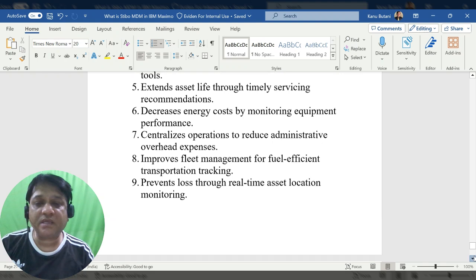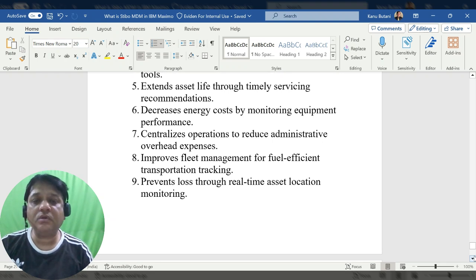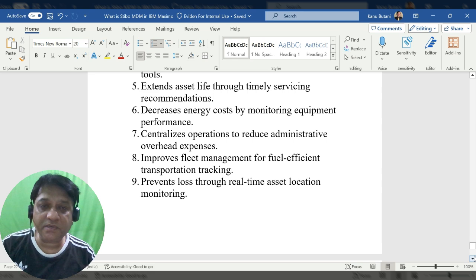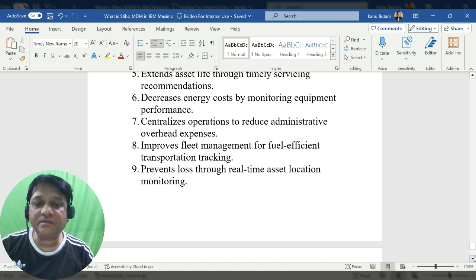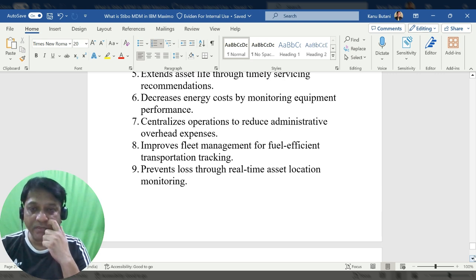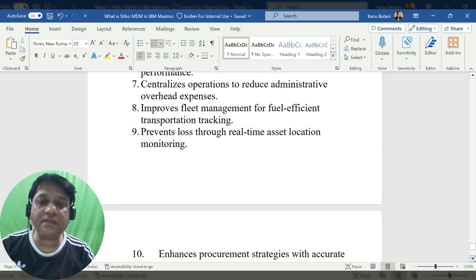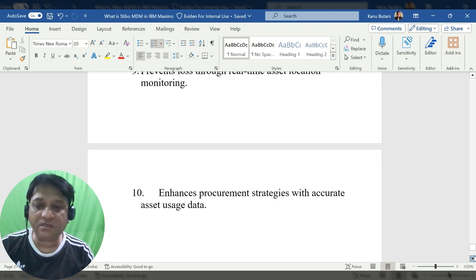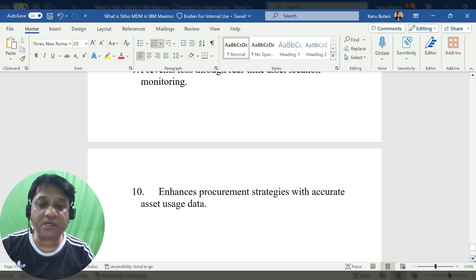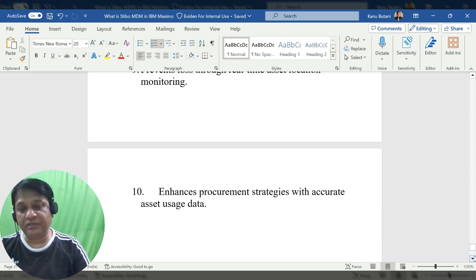It extends asset life cycle through timely servicing recommendations, decreases energy cost and centralizes operations, improves fleet management, and prevents loss through real time asset location monitoring, enhancing procurement strategies with accurate asset usage data.